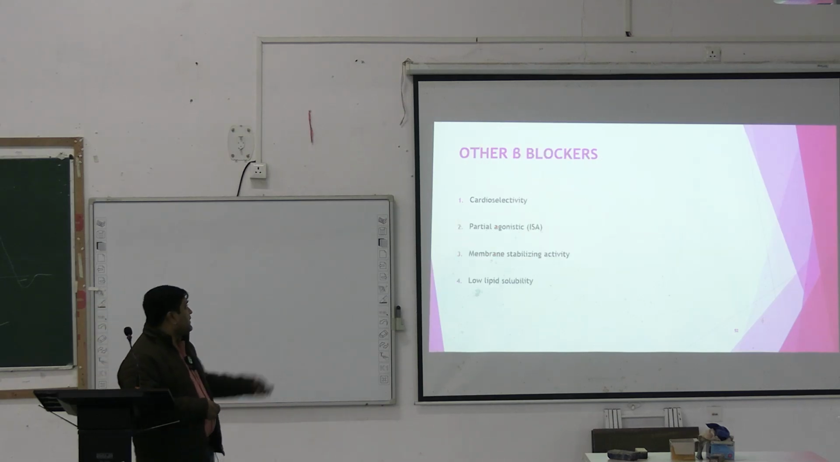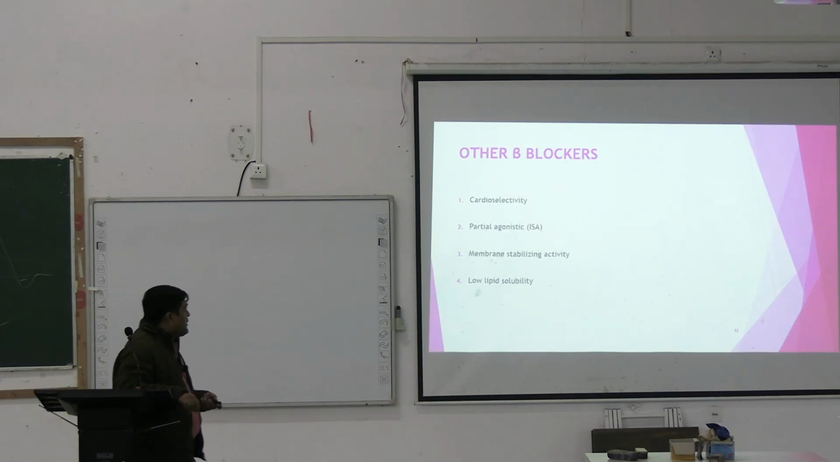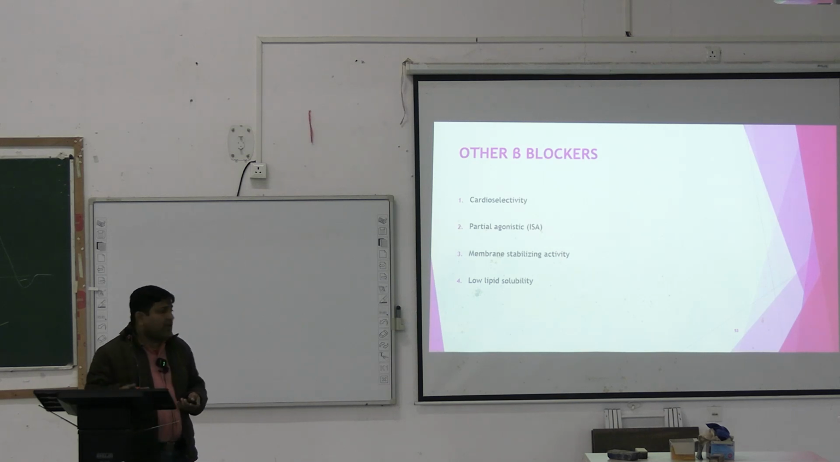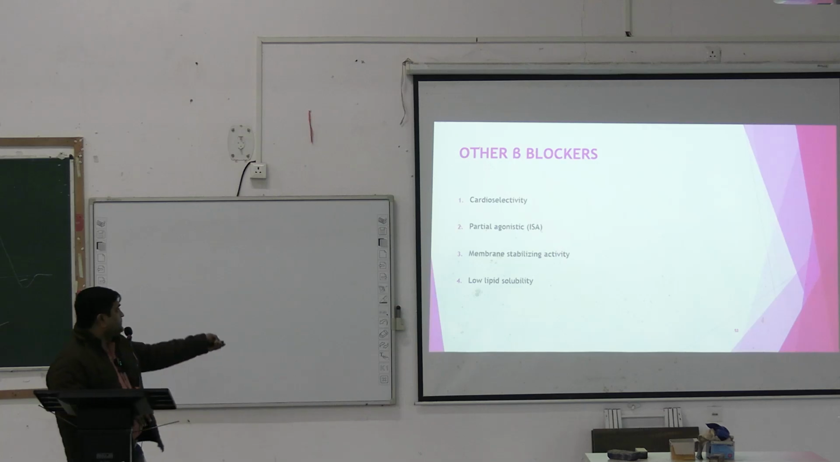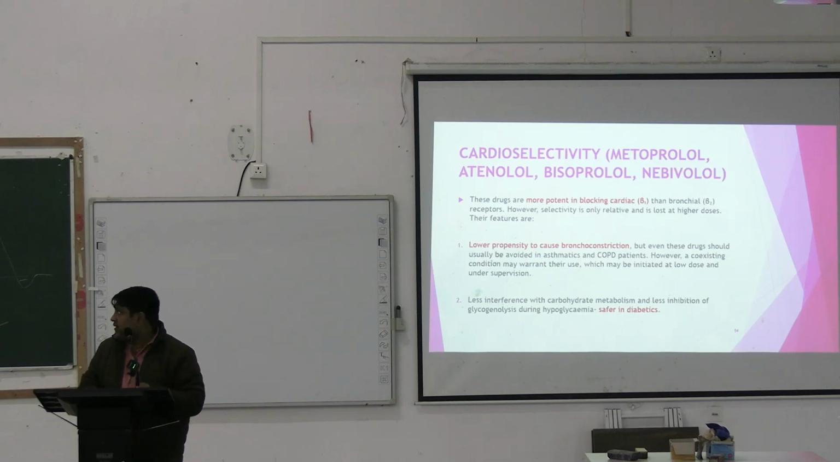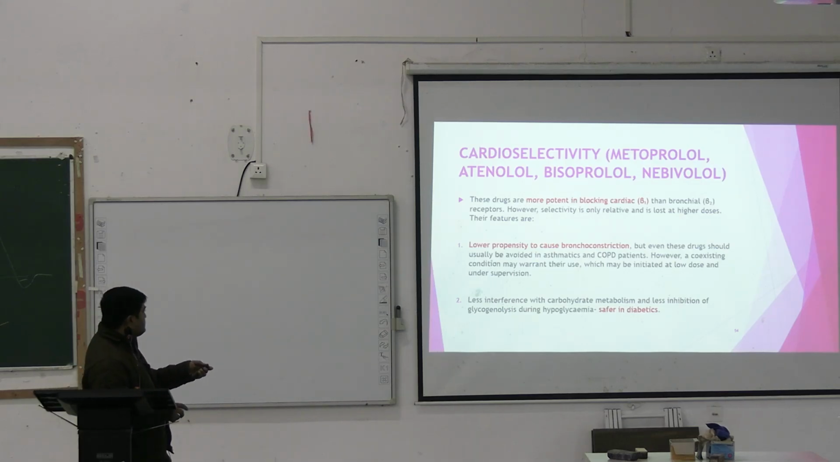Other beta blockers include cardio-selective beta blockers, partial agonistic beta blockers, beta blockers having membrane stabilizing activity, and beta blockers with low lipid solubility. Coming to cardio-selective beta blockers like metoprolol, atenolol, bisoprolol, nebivolol.